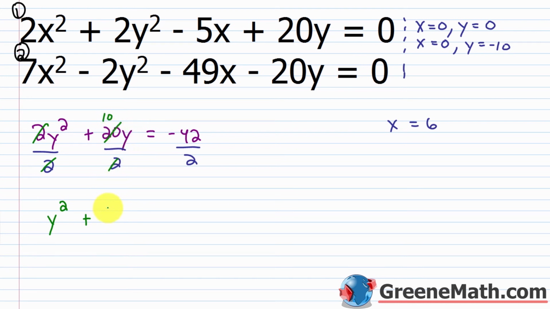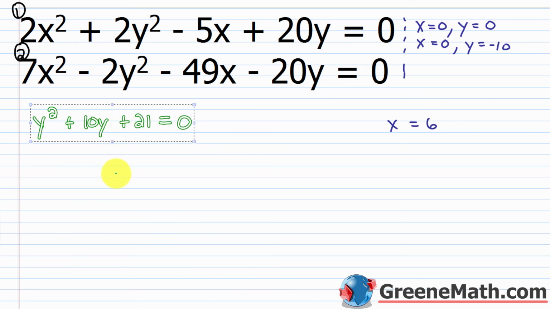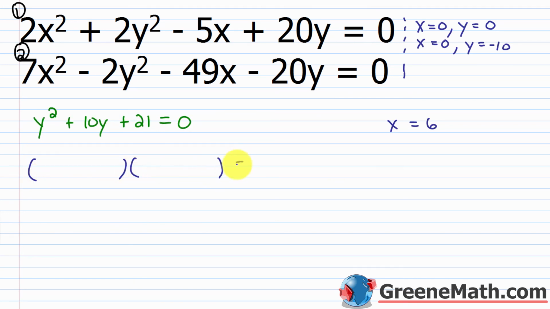So plus 10y. This equals, this cancels with this. So I know it's negative. 42 divided by 2 is 21. So y squared plus 10y equals negative 21. So what I can do there, I can add 21 to each side of the equation. I'll have y squared plus 10y plus 21 equals 0. Now this is factorable, so I can solve it that way. Let's just slide this up. All right, so what does this factor into on the left side?